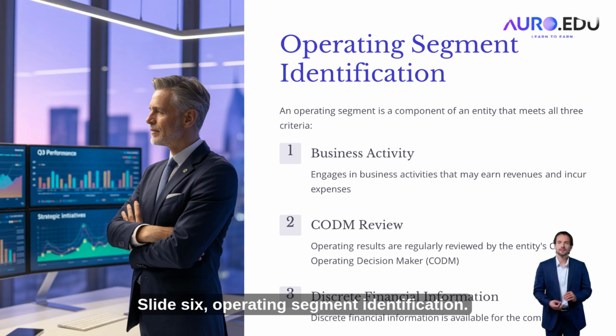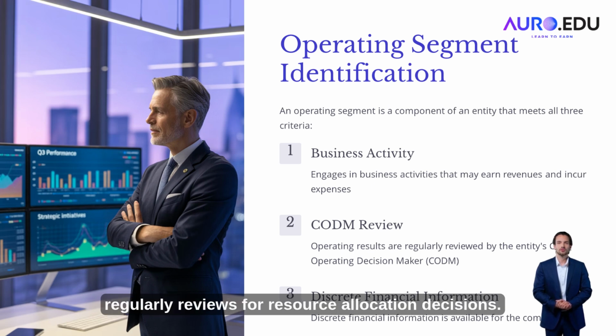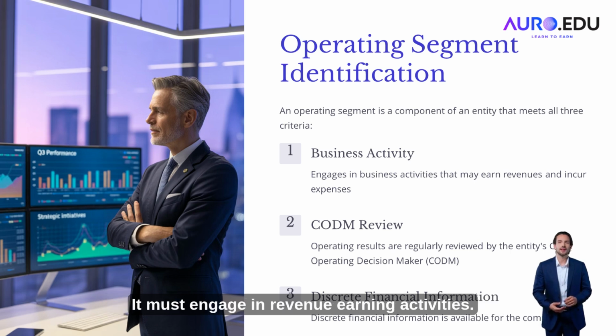Slide 6. Operating Segment Identification. An operating segment is a component whose operating results the CODM regularly reviews for resource allocation decisions. It must engage in revenue-earning activities and incur expenses. Discrete financial data, revenues, expenses, assets, and liabilities must be available for each segment to support meaningful performance evaluation.